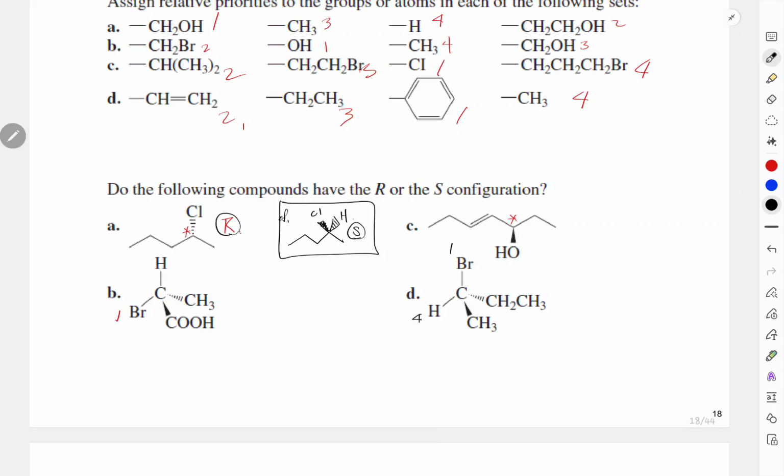And this one is easy. You already have the orientation, with hydrogen backward. So you can make a triangle like this and assign the priority 1, 2, 3. Once you make the clockwise rotation, it has to be R.